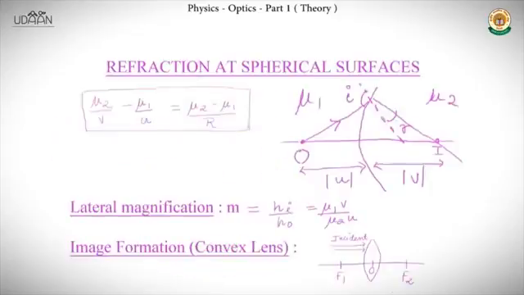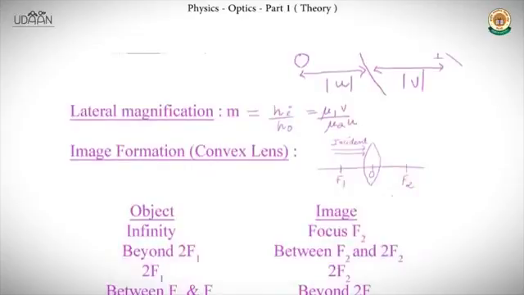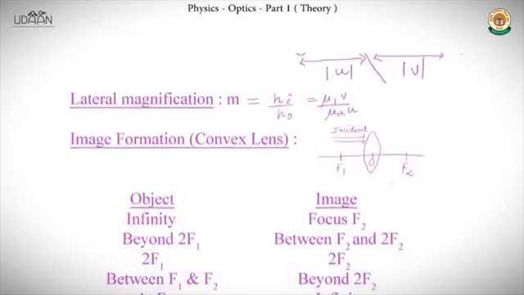Now we will be dealing with refraction of light at spherical surfaces. The refraction of light at spherical surfaces is given by one of the basic formulas, which is this, where mu2 and mu1 are the refractive indices, v is the image distance, u is the object distance, and r is the radius of curvature of the spherical surface. Now, the lateral magnification in the above case is given by the height of the image by the height of the object, which is equal to mu1 into v by mu2 into u.